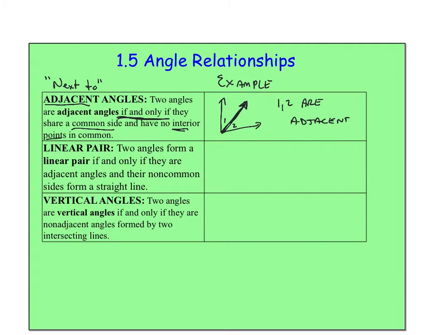So linear pair I spoke a little bit about in the previous section. Linear pair is basically two things. One, they are adjacent angles. And two, together they make a line. So I would say angle ABC and angle DBC, they're definitely adjacent and make a line.